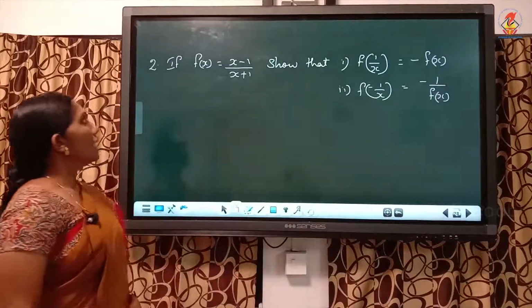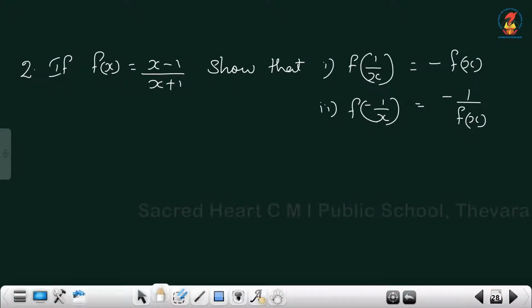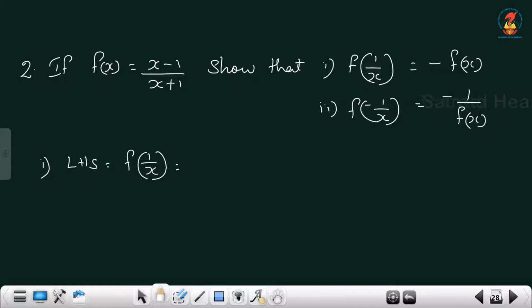Now next one. If f of x is equal to (x minus 1) by (x plus 1), show that f of 1 by x is equal to minus f of x, and f of minus 1 by x is equal to minus 1 by f of x. So first one, taking LHS, f of 1 by x. f of x is defined as (x minus 1) by (x plus 1). In the place of x, we have 1 by x. So replace this x by 1 by x.